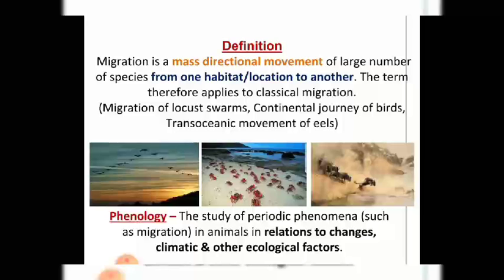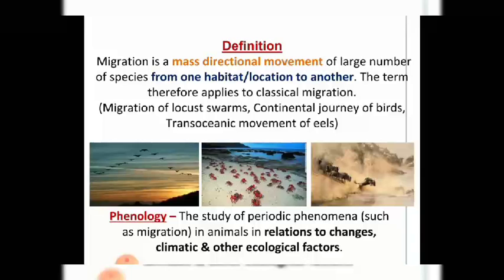Now the definition goes like this. Migration is a mass directional movement of a large number of species from one habitat to another. Examples, as I was telling: the migration of locust swarms. Recently in Rajasthan we have seen this; the swarms flew from Pakistan. And the continental journey of birds, the longest distance covering birds, they fly from the southern hemisphere to the northern hemisphere. And the translocation movement of eels, the movement of crabs. These are some of the examples in which animals we can see migration.